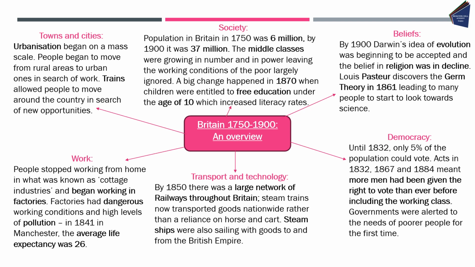Finally, we have some statistics in terms of the population. So in Britain in 1750, the population was 6 million. By 1900, this has grown to a huge 37 million. So the middle classes are also growing in number and power, and this leaves the working conditions of the poor still largely ignored. A huge change takes place in 1870 when children became entitled to free education under the age of 10. This is going to increase literacy rates, which is another huge change during this time period.